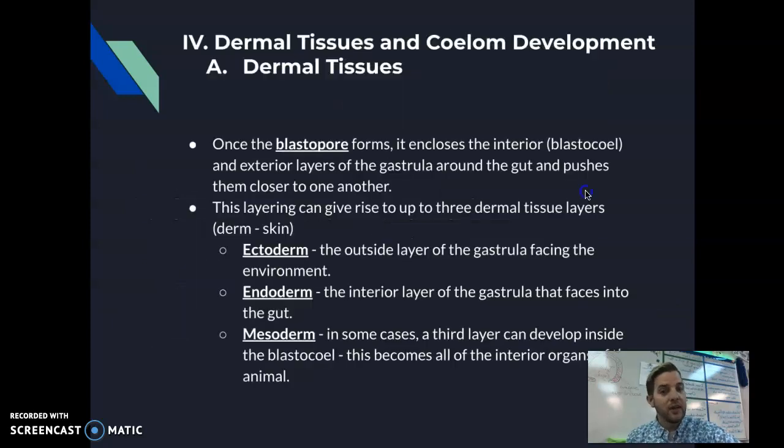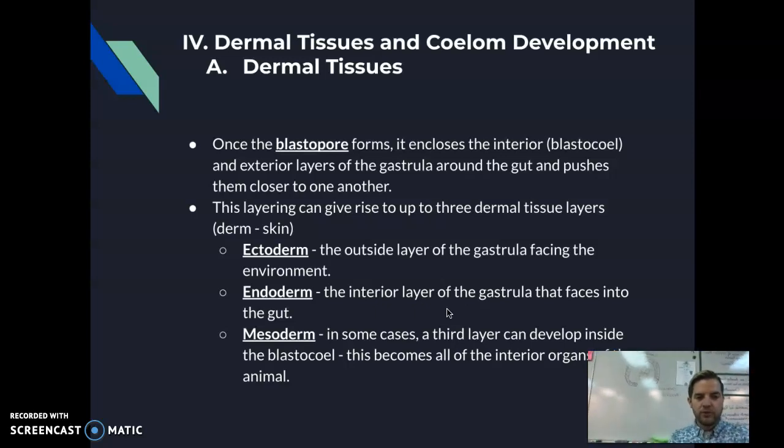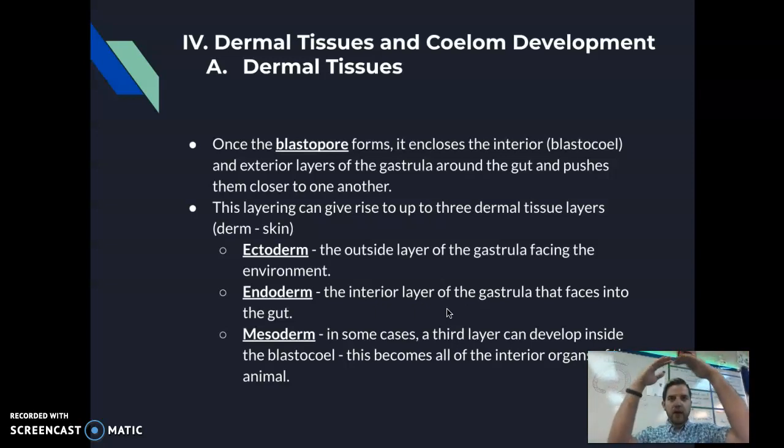Animalia, which is segmentation. So the blastula starts turning in on itself through gastrulation, and that blastopore forms. That's the hole at the bottom, and it creates this interior called the blastocele. The interior and the exterior layers of the gastrula around the gut start to get closer together. In the picture I have up here on the board, the bottom part starts to fold in, and then it starts to squeeze against the inside walls of the container.